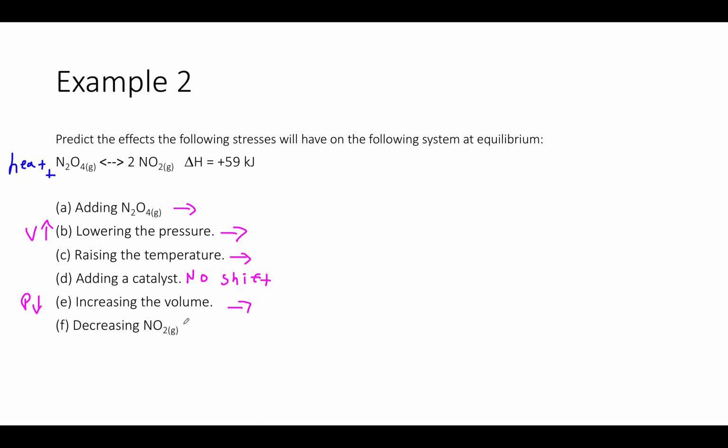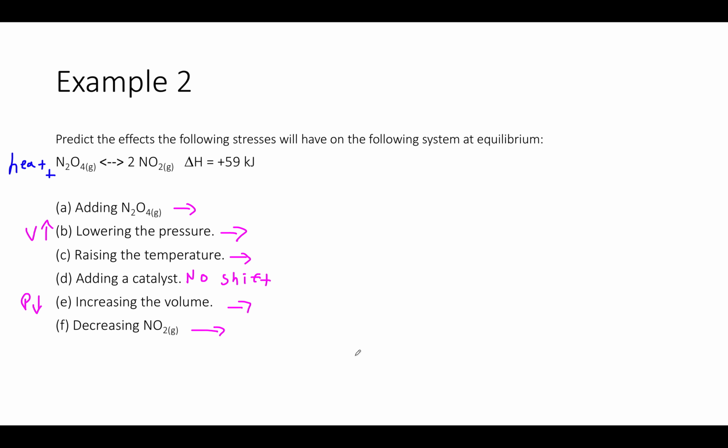And if I decrease the concentration of NO2, I'm going to want to increase that concentration because now I have too much reactant and I'm lowering the concentration of nitrogen dioxide. So I would also need to shift to the right. So in this case, all the shifts were to the right, but it really depends.